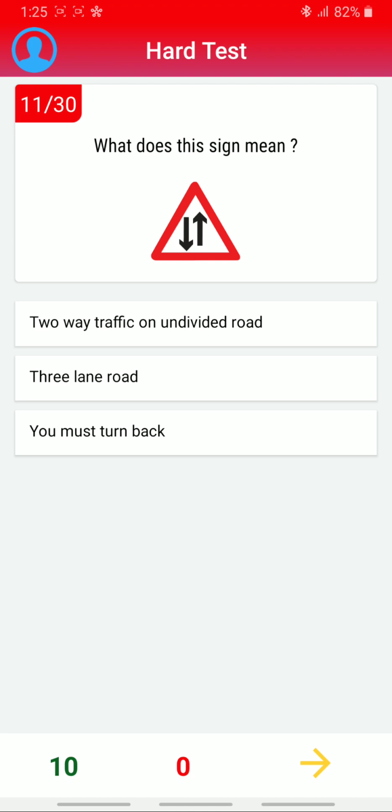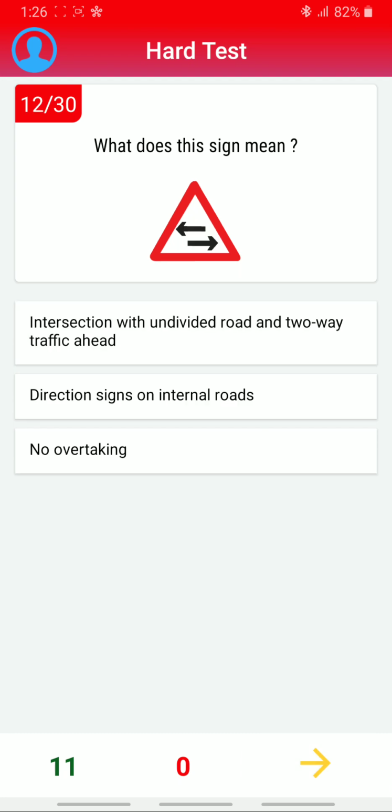This question is repeating, like in my previous videos. I think this is the second or third time it is repeating. It's a two-way traffic and undivided road, meaning both ways the vehicles can move forward and backward. One car is moving on the road, and the other car can move as well. So the first option is correct.